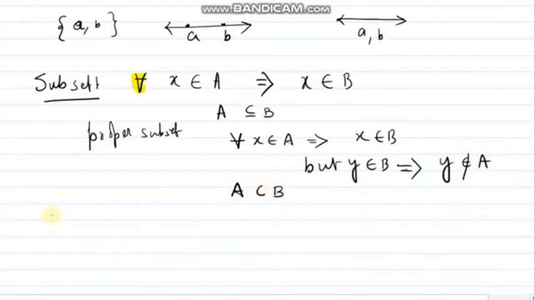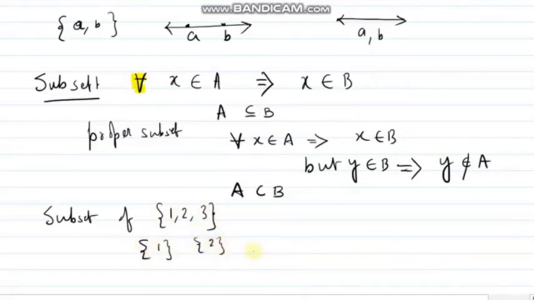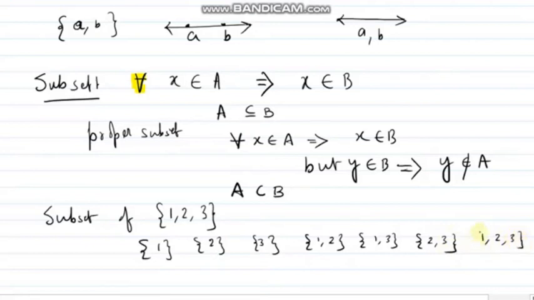So if I just discuss with one example, if we have to write all the subsets of {1, 2, 3}. The subsets will be {1}, {2}, {3}, {1, 2}, {1, 3}, {2, 3}, and the set itself also, {1, 2, 3}. One more subset we have for all the sets, that is phi. So these are the subsets. Why phi is a subset, I am going to discuss right now.